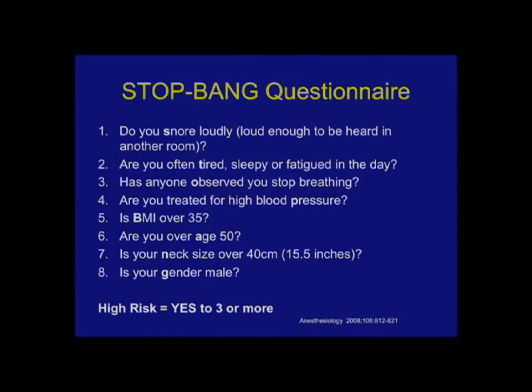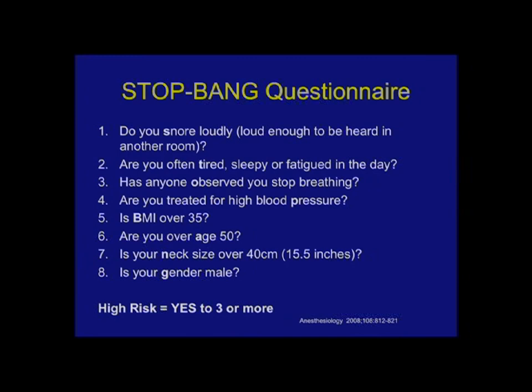And this has been validated in several different populations, not only in the preoperative setting, but actually in the primary care physician's office as a means to screen for obstructive sleep apnea as a sensitive test. And there are various questions that are involved. And the first one is, do you snore loudly? They're yes or no questions.